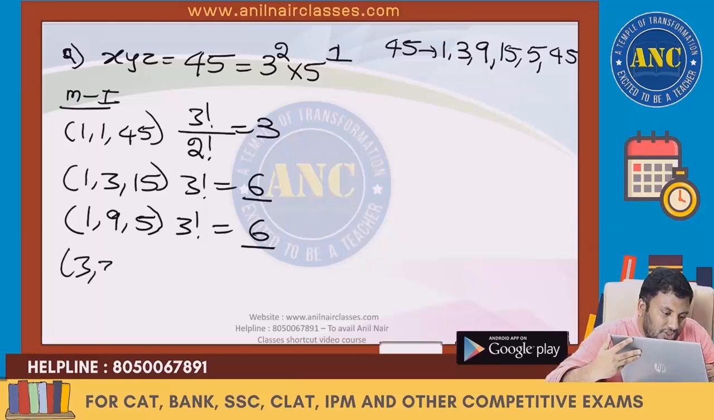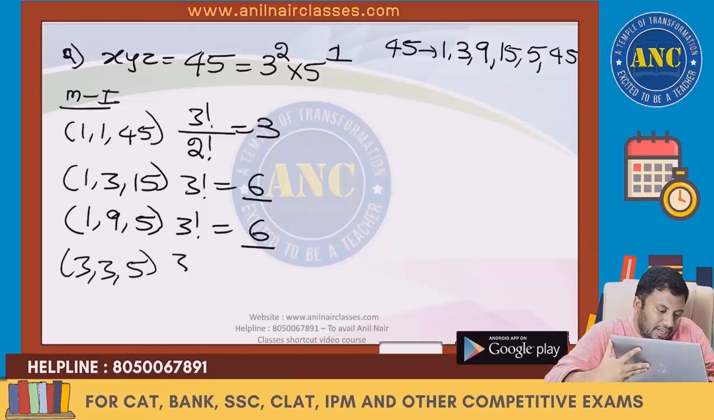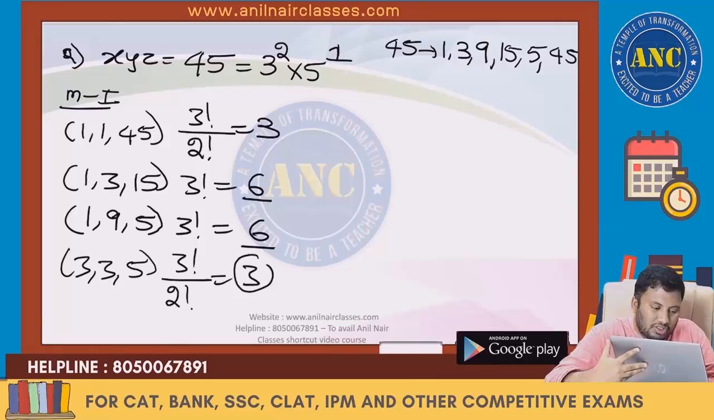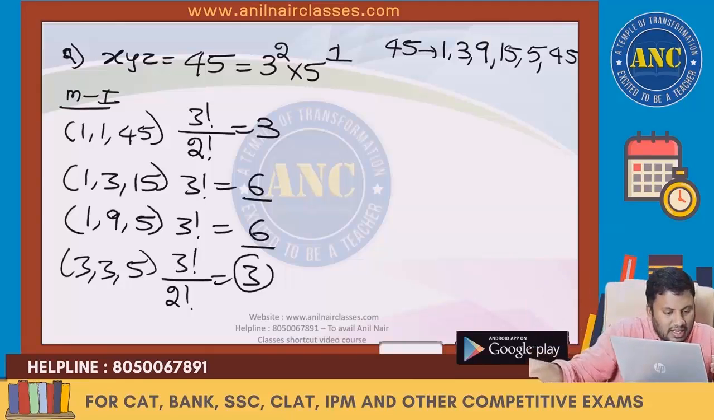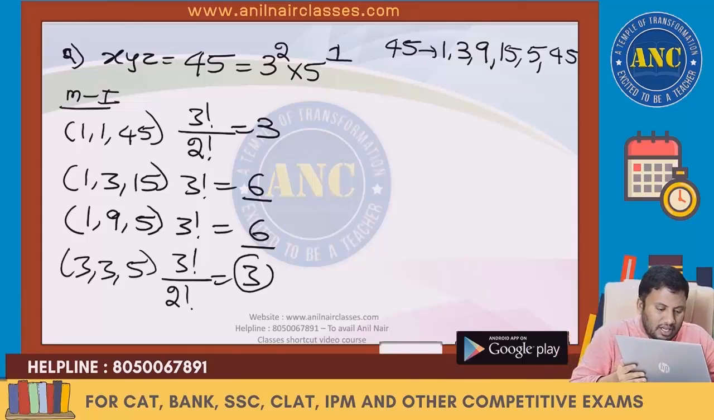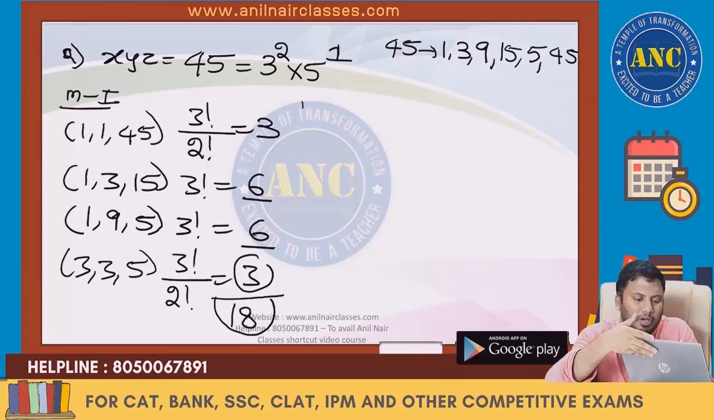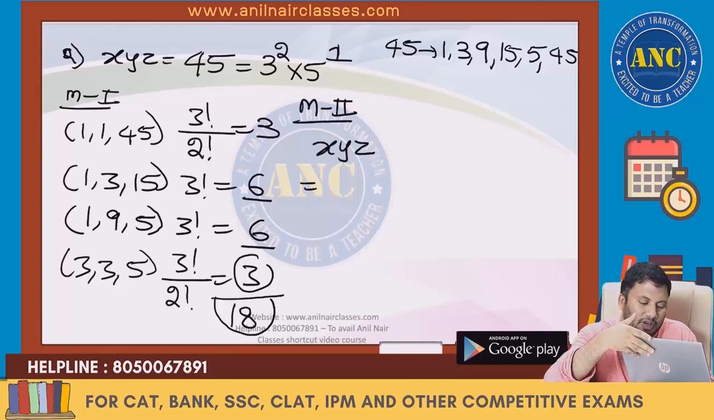Next case: 3, 3, 5. 3 factorial divided by 2 factorial, which is nothing but 3 cases. Next one, is there any other case? 15. 15 is 5, 3, 3 of the same case. All the cases are taken, we will see. So according to this, we are getting the answer for 18. Method number 2: xyz. Let these xyz have some powers.